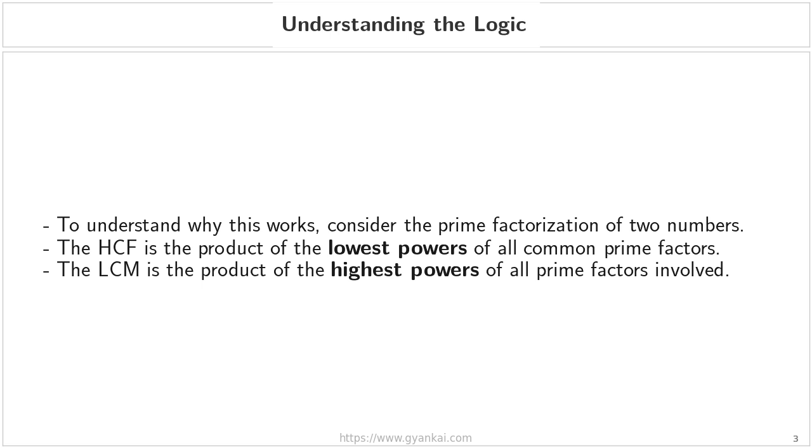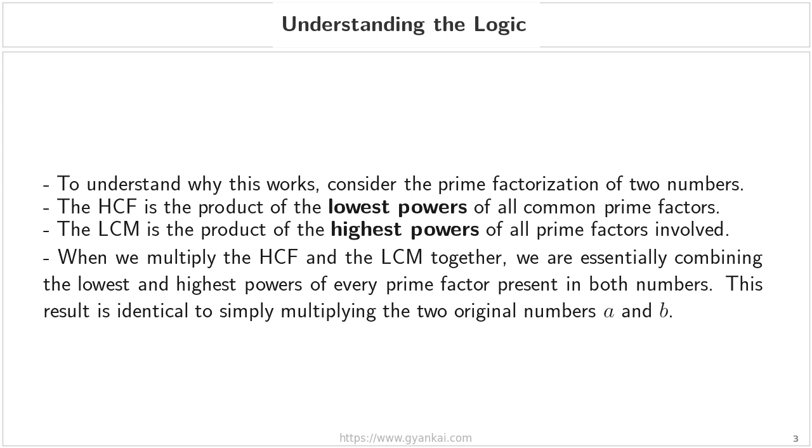When we find the highest common factor, or HCF, we are looking for the product of the lowest powers of all the common prime factors. On the other hand, when we find the least common multiple, or LCM, we are looking for the product of the highest powers of all the prime factors involved in both numbers.